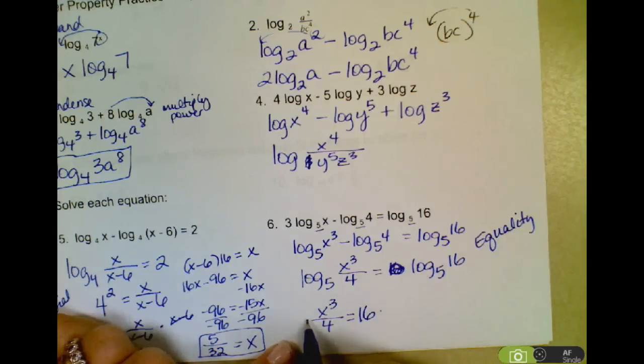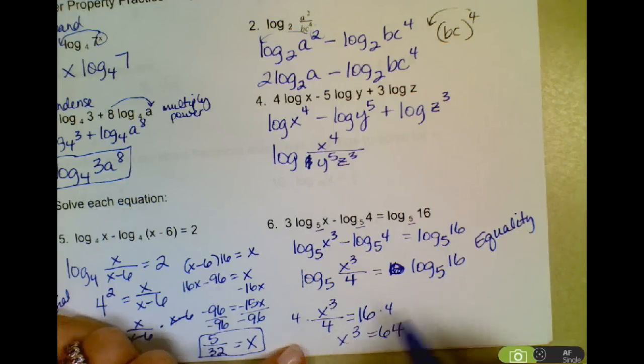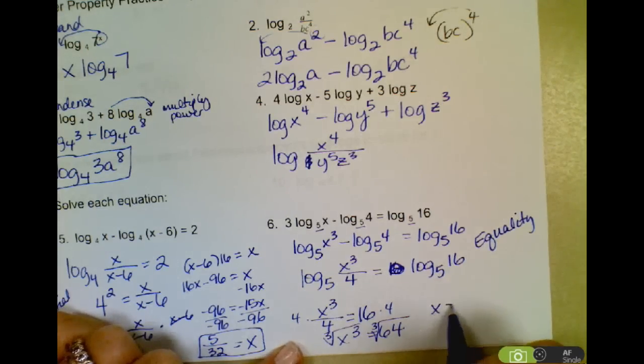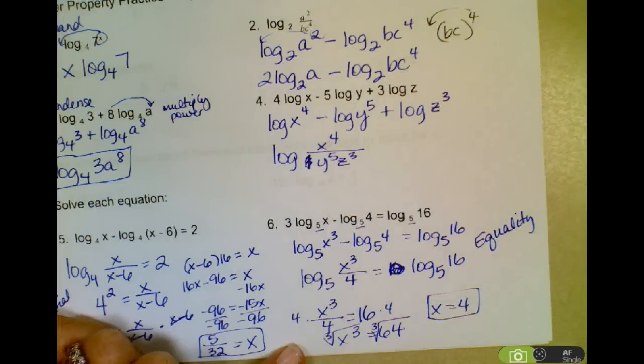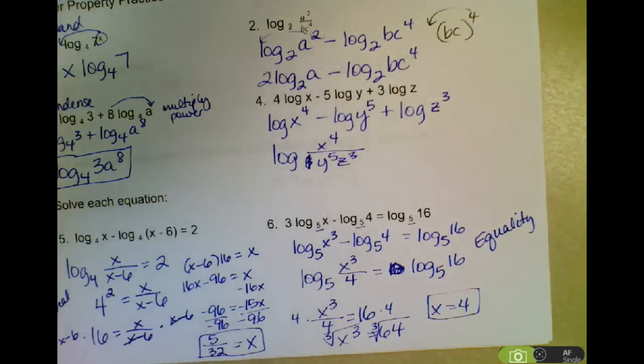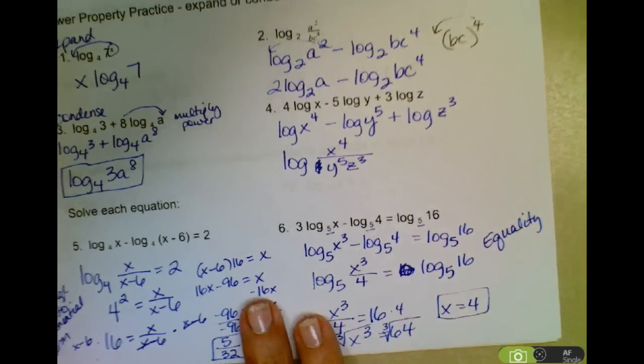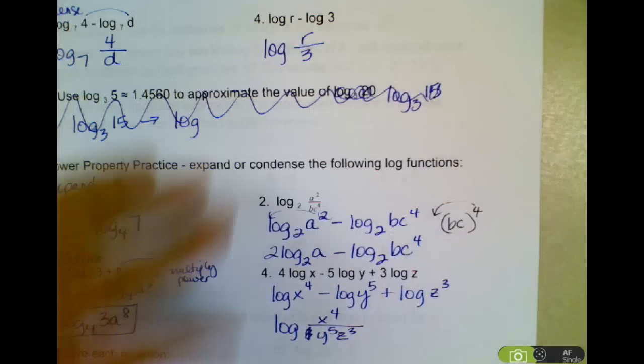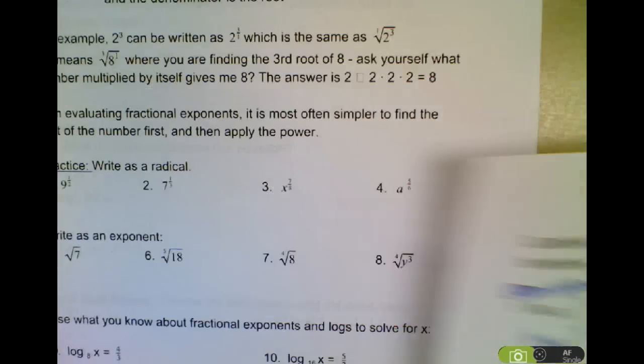So I multiply both sides by 4. I would get x cubed equals 64. In order to solve that, I would take the cube root of both sides, and the cube root of 64 is 4. Okay? I know it's a lot. We'll do practice. But you should definitely be doing homework on these because they do require practice for you to get good at them.